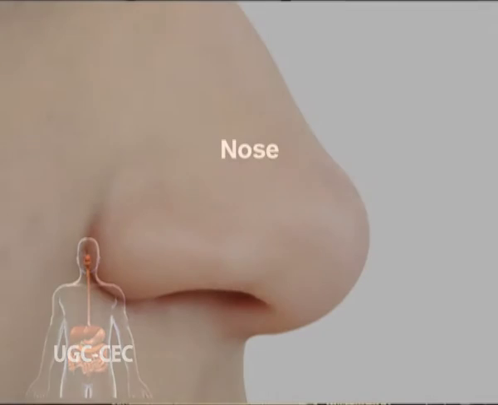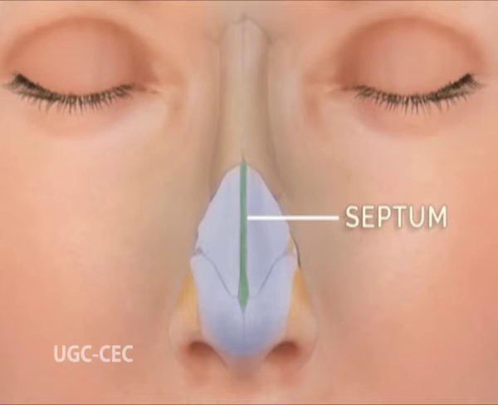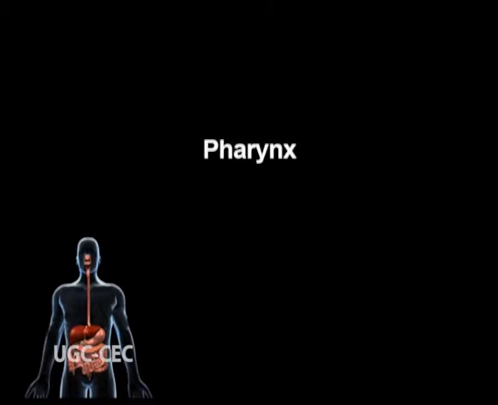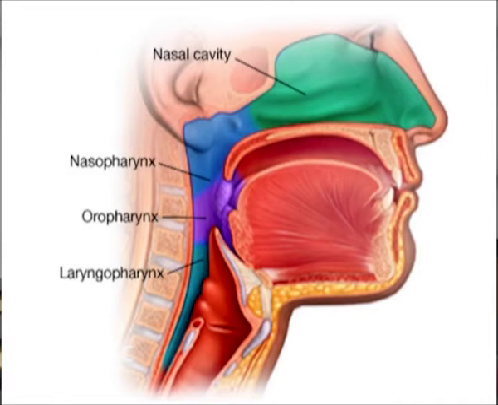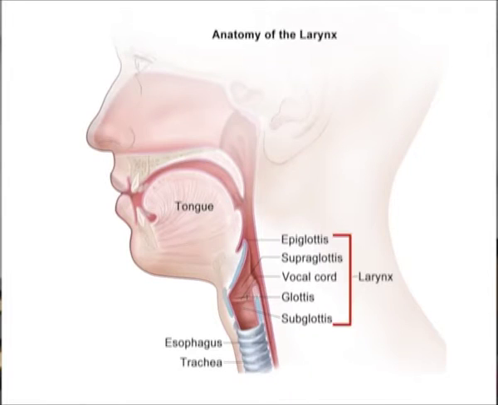Nose. The nose consists of two nostrils and nasal passages separated by a cartilaginous septum. Pharynx. It is located behind the nasal cavities and buccal cavities. Larynx, also called the Adam's apple or voice box, is situated at the top of the trachea.